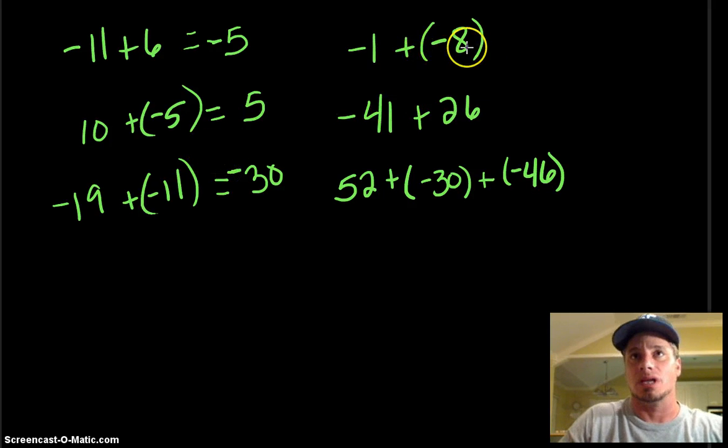Okay, look at this one. Same sign again. Same sign sum. -1 plus -8 gives me, 1 plus 8 is 9. They're both negative, so my answer is negative.